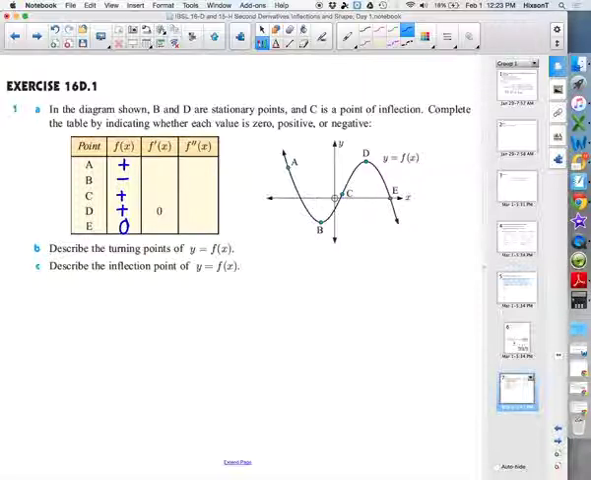Now, here f of x, we're thinking position. For f prime of x, we're not thinking position anymore. We're thinking, it's like velocity, right? Is the function increasing or decreasing?